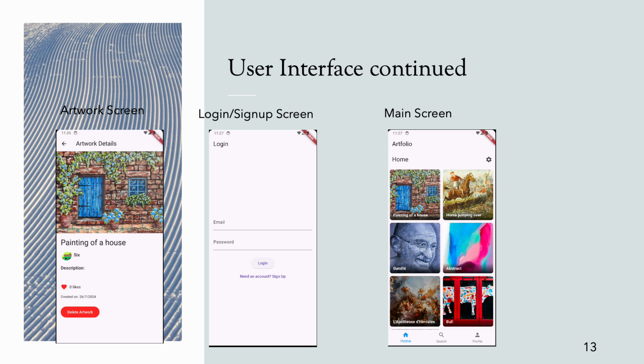Here on the left we can see the artwork screen with the title of the artwork, the likes count, and then there's a delete artwork button if you're the person who uploaded the artwork. In the middle we can see the login and sign up screen and the input fields for the email and the password, and then there's a login button.